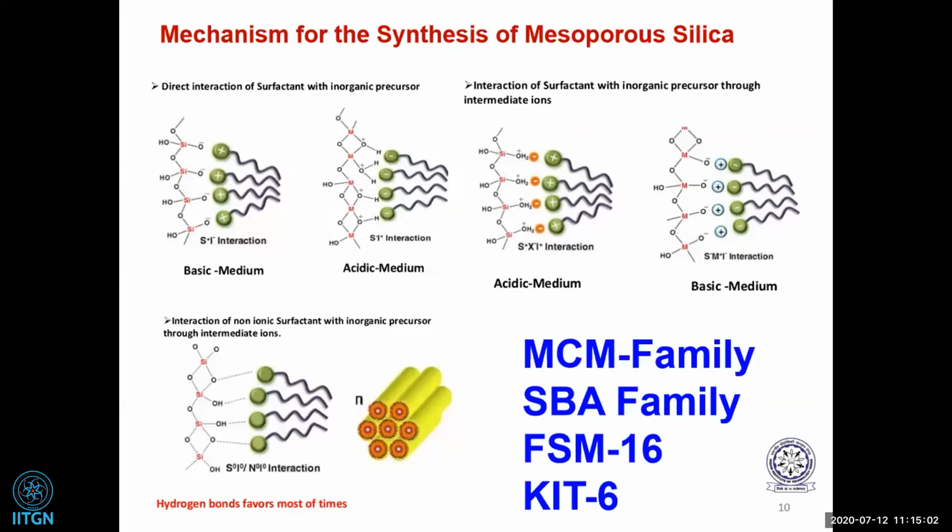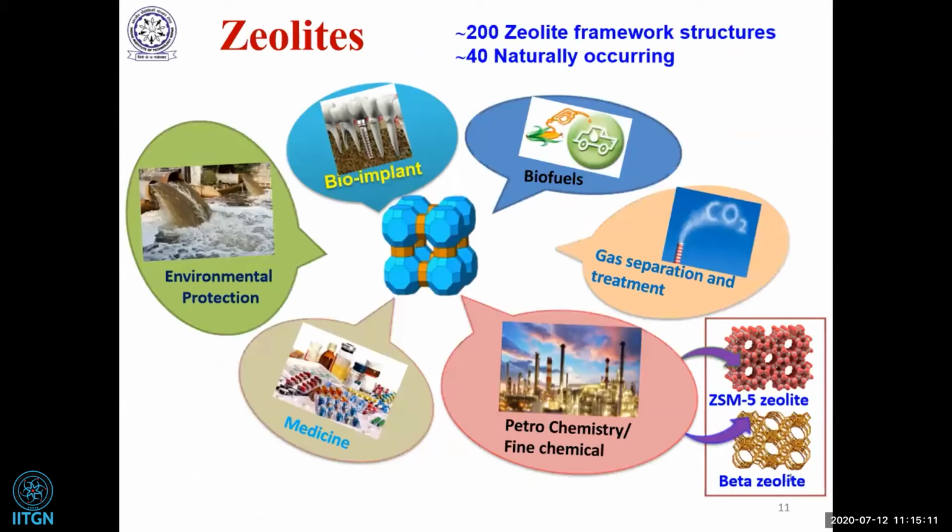So these are the ways one can generate the porosity into the material, but these are all mesoporous silica. It doesn't have any active sites. So whenever we are thinking about active sites, we always think that, okay, zeolite is a very well-known porous material. It has been employed in almost all areas of life.